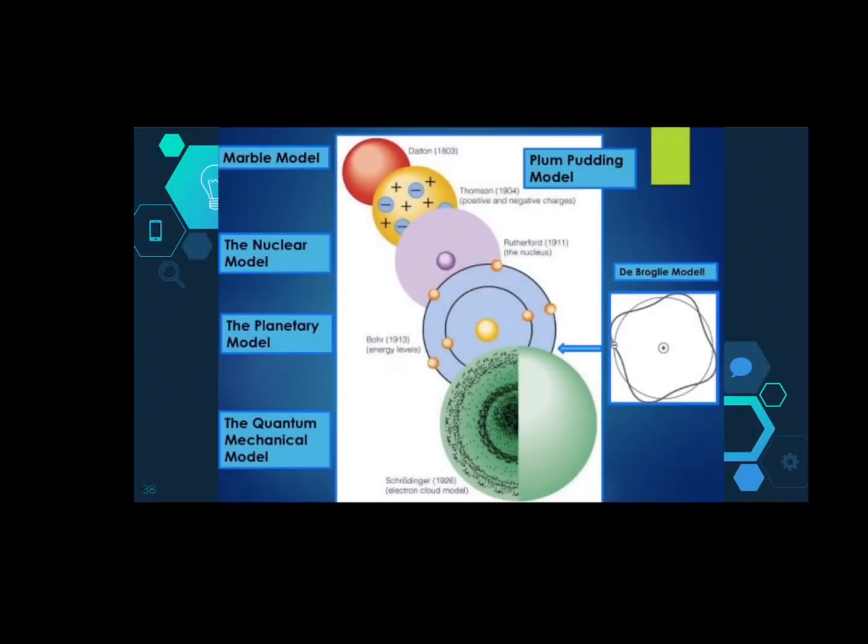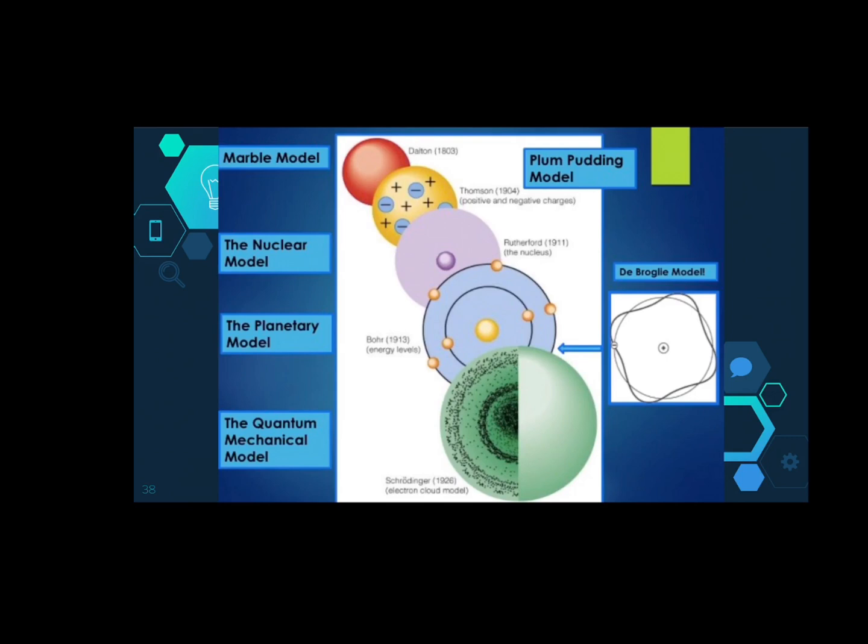Okay, so let's review all the different models that we've talked about in these last 4 class periods. We started out with Dalton and talking about the marble model. He thought that the atom was just a solid marble-like structure. Then we have J.J. Thomson, who came up with the plum pudding model. He just said that there are positives and negatives just kind of floating around in the atom. Next, we have Rutherford's nuclear model. Remember, he did that gold foil experiment. He realized that there's a nucleus and that all your protons are in the nucleus and electrons are orbiting.